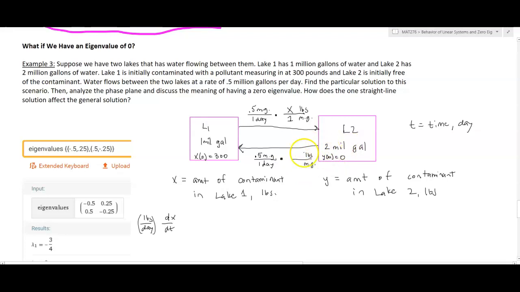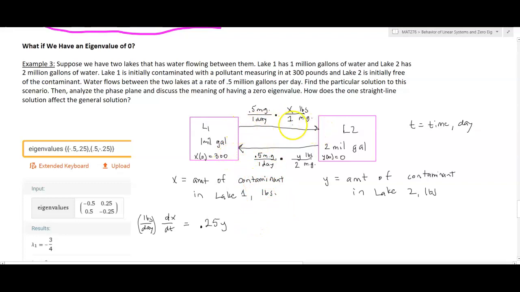Now, in general, there are y pounds of contaminant in Lake 2, so there are y pounds distributed in 2 million gallons, because Lake 2 has 2 million gallons in it. So the nice part about this is, to write dx/dt, I have to think about inflow minus outflow. What's flowing in is 0.5y over 2, and 0.5y over 2 is just 0.25y. So 0.25y pounds per day are coming in to Lake 1.